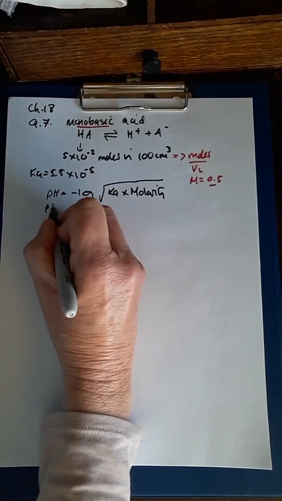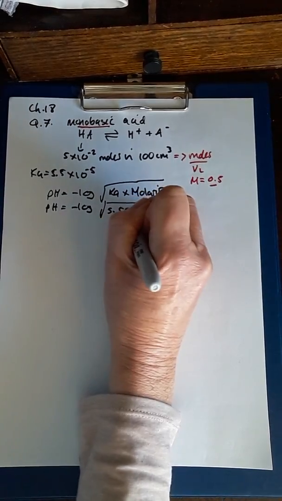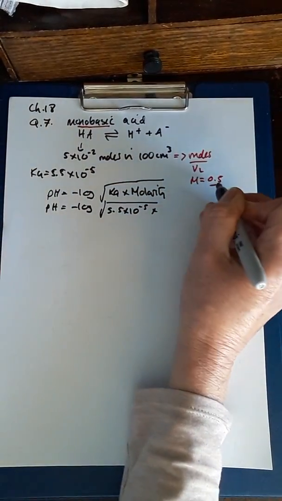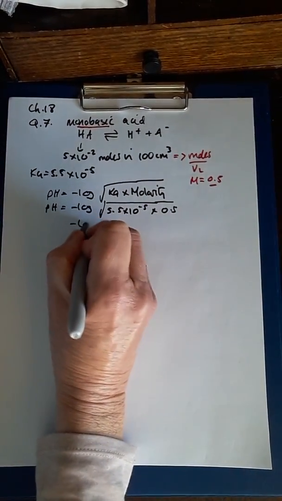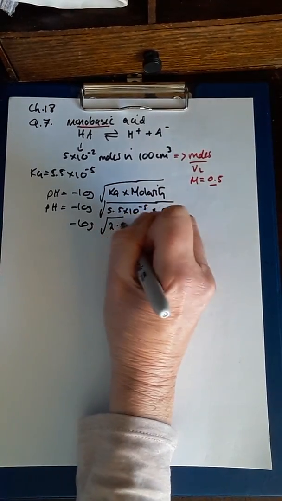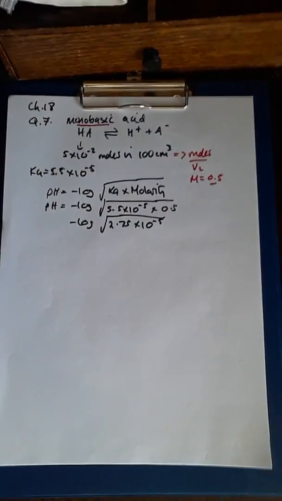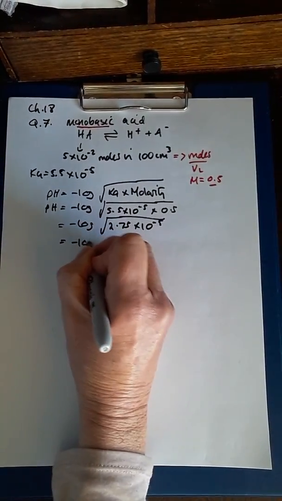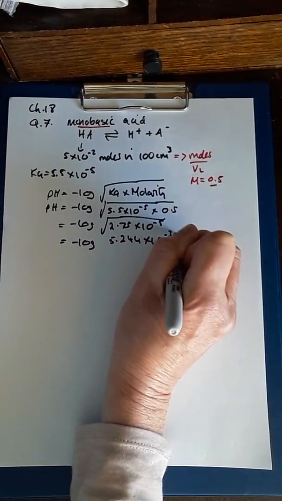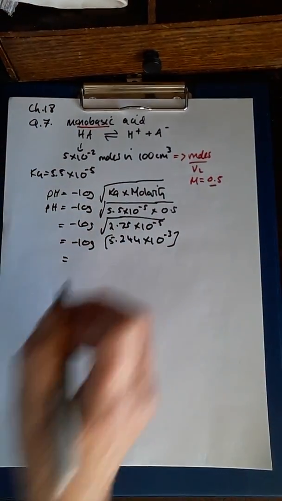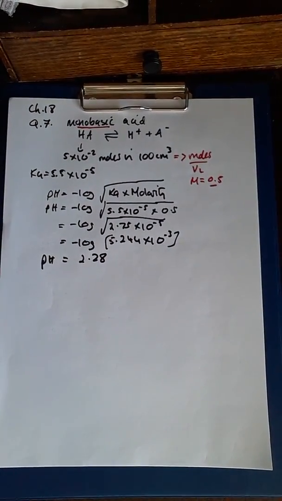So the pH therefore is equal to minus the log of the square root of the Ka, 5.5 by 10 to the minus 5, multiplied by the molarity, which is this one here, 0.5. So when I do that, I'll get minus the log of the square root of 2.75 by 10 to the minus 5. And I'll get the square root of that, so this will just give me minus the log of 5.244 by 10 to the minus 3. And when I hit that into my calculator, I get a pH of 2.28. Okay, so that's the first one.